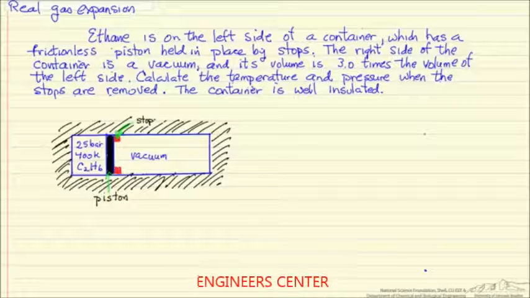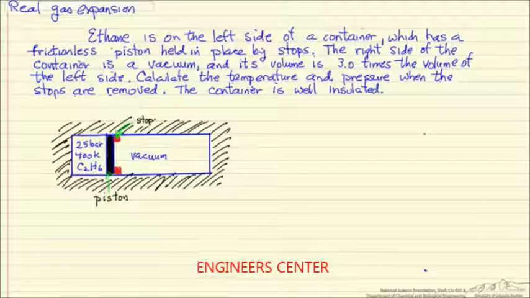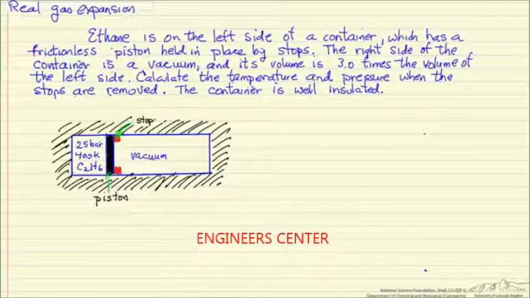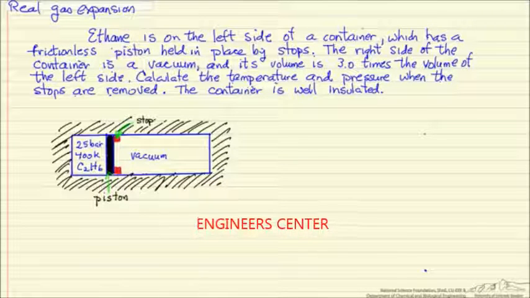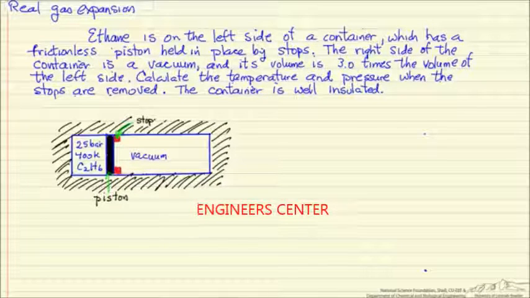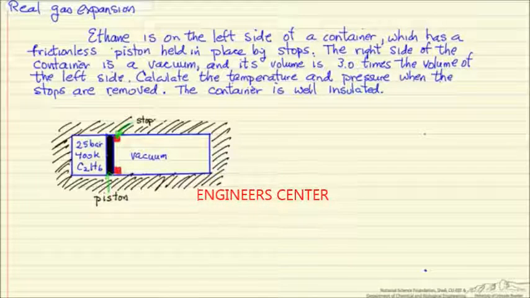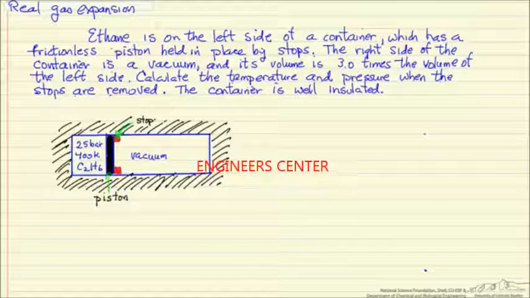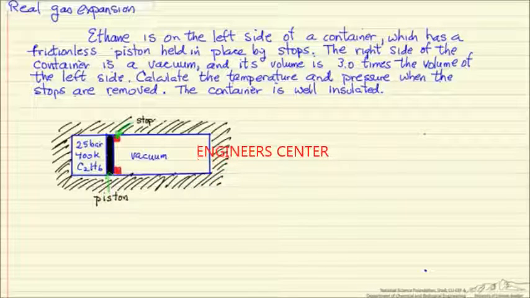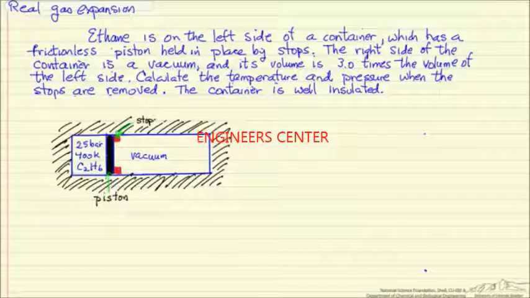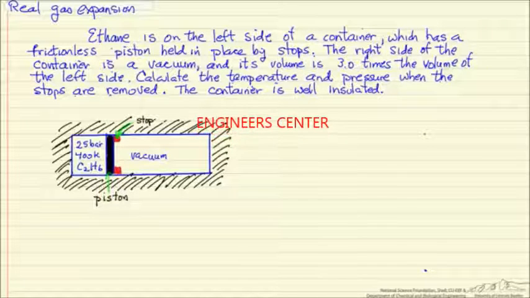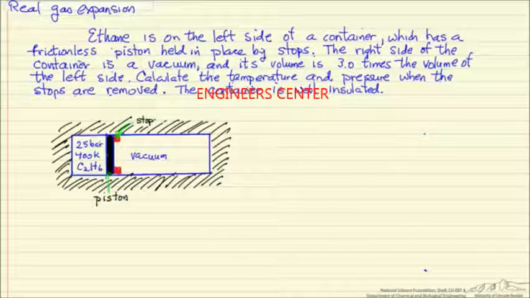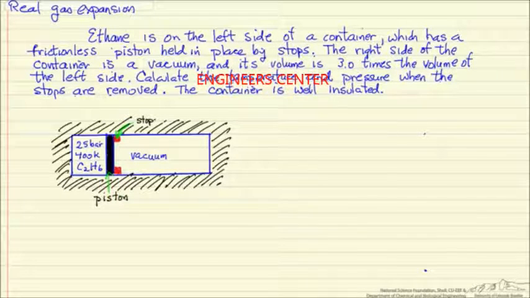In this example, I'm going to look at what happens when we expand a high-pressure gas, in this case ethane, into a vacuum. We start with the ethane constrained by stops that prevent this frictionless piston from moving to the right. It's well insulated, so there's no heat transfer. Because there's a vacuum and a frictionless piston, when we remove the stops, there's no work being done. And the question is, what's the final temperature and the final pressure?